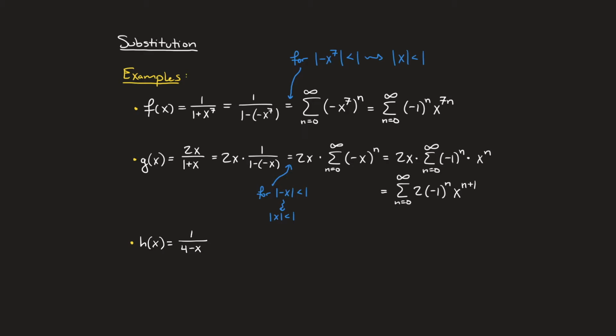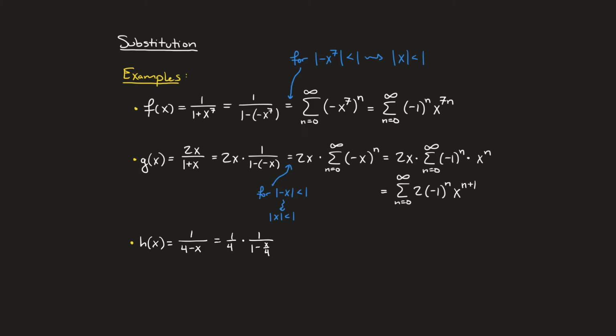Again, our first step is writing the function as 1 over 1 minus something. So our only problem with the current function is the 4. Let's pull a 4 out of the bottom to get 1/4 times 1 over 1 minus x over 4.